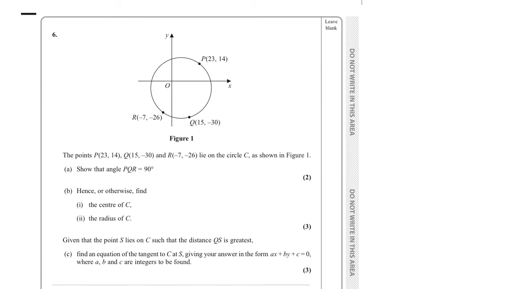Okay, so question 6, part A, was a little bit proofy. We've got to show that PQR is 90 degrees. Okay? If PQR is 90 degrees, what facts do we know? How could we show it's 90 degrees? Yeah, so the two gradients multiplied together. So the gradient multiplied by the perpendicular gradient should equal minus 1. Or, what else do we know about 90 degrees?